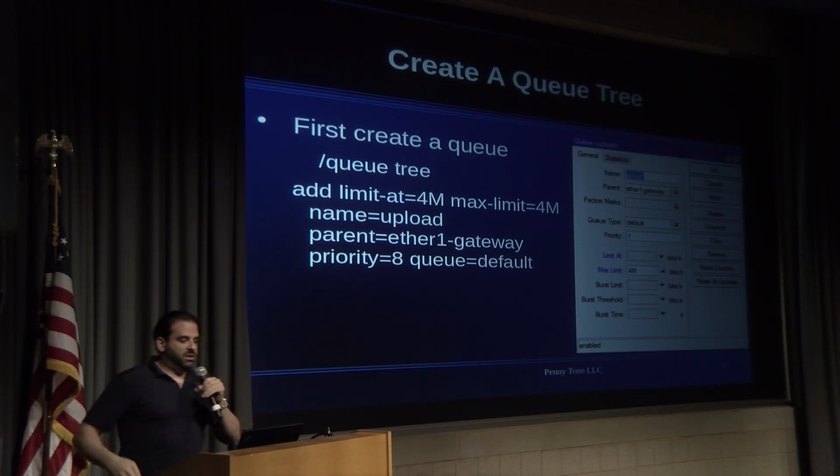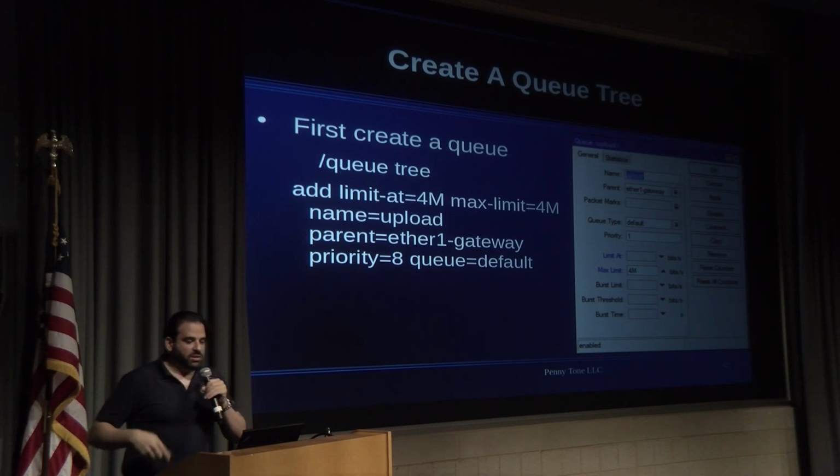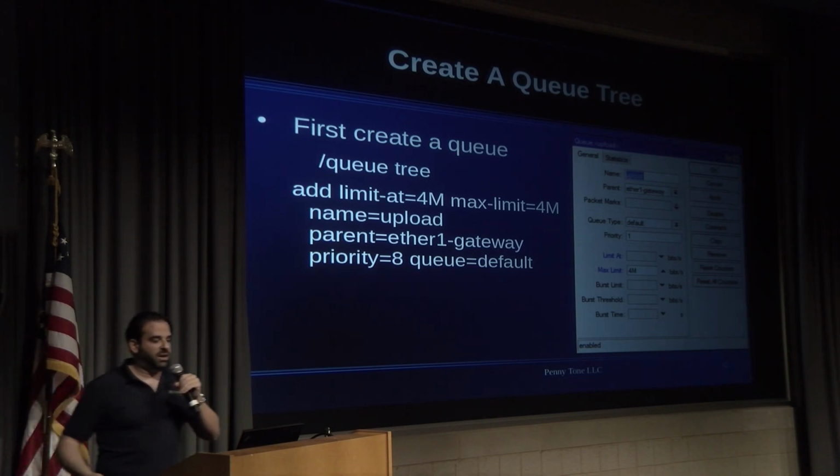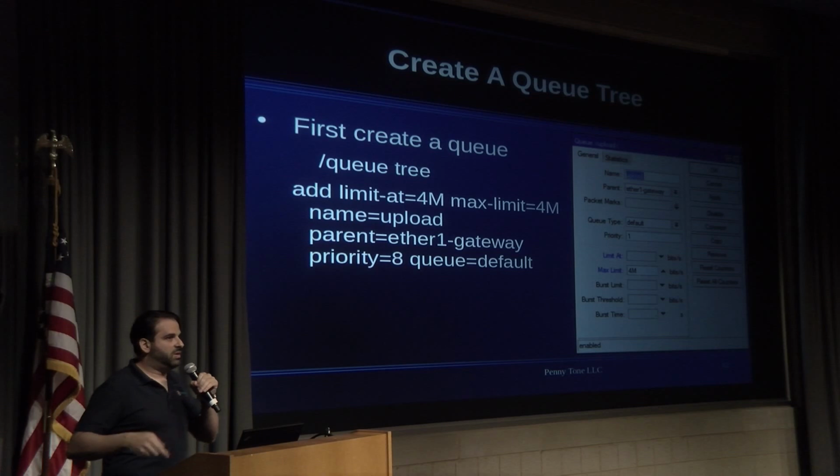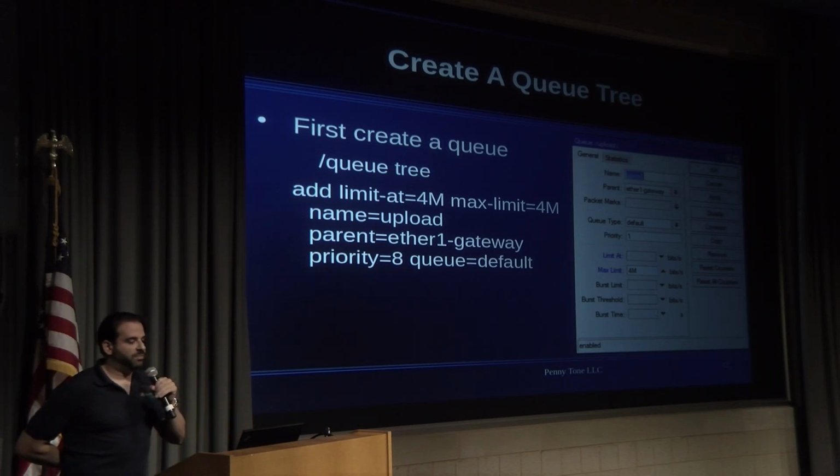The queue type is going to be default. We'll get to that later. Priority is going to be 1, which is ignored. This is going to be a parent. My max limit, the most I can actually push, is 4 meg.